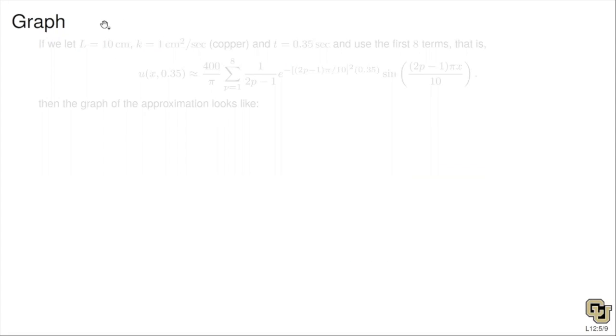So here I do some graphs. And so now that we have the solution, let's approximate the temperature and play around with it a little bit, do some numerical experiments. So here I assume L is 10 centimeters. I assume K is 1 centimeters per second, which apparently is the diffusivity for copper. I don't know. I got these numbers from Harvey. And here I picked T to be 0.35.